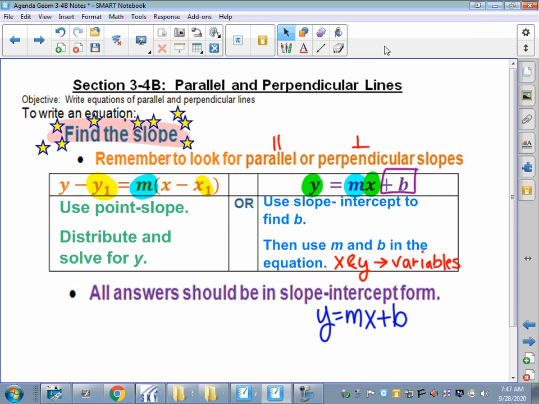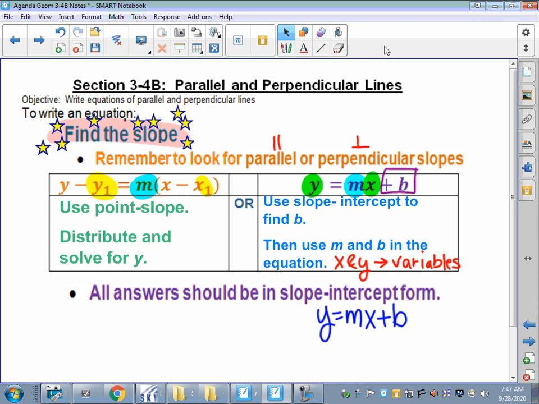I'll do one of each, just so that if you want to try the other way, you can. But again, when in doubt, if you ask me, I'm going to say, if you're a little bit confused about the y equals mx plus b method, go to the y minus y1. Use your point slope formula. All right, so that's what we're going to do.